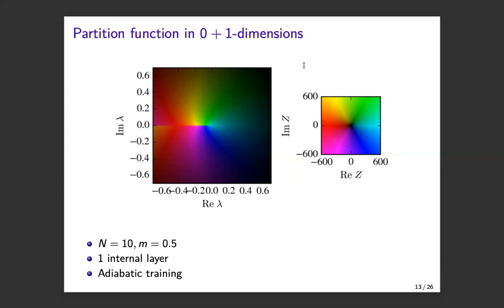So the way we defined the theory right here is to just do analytic continuation from this real axis, to rotate. And we computed this partition function, again for 10 sites, with mass 0.5, and only that one internal layer, and then see how the partition function looks on this plane.